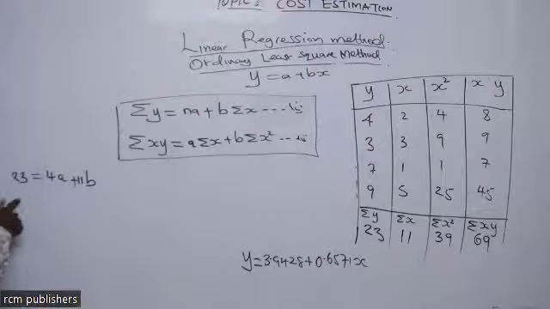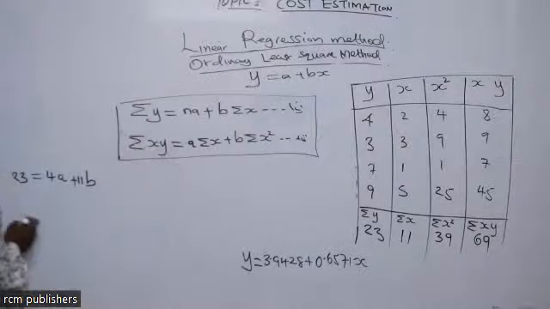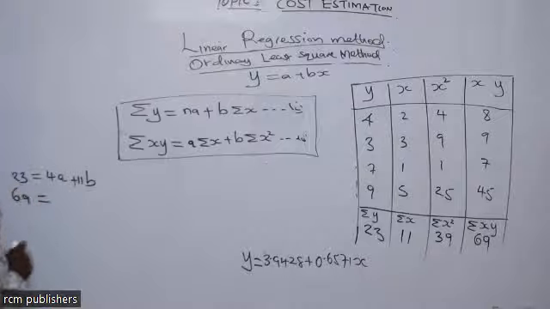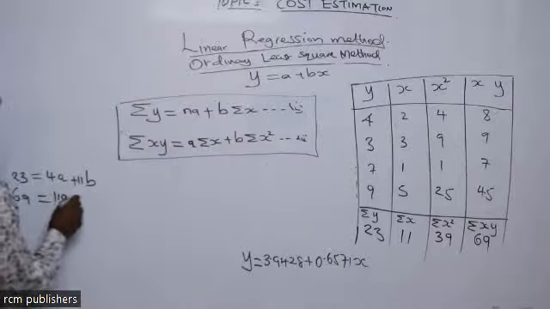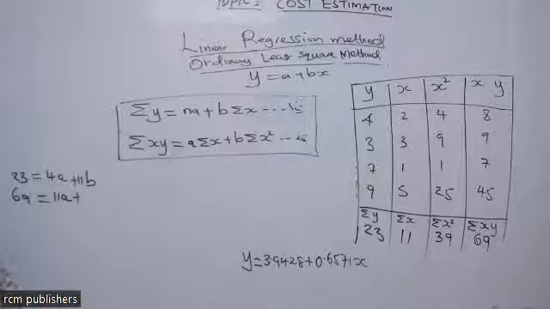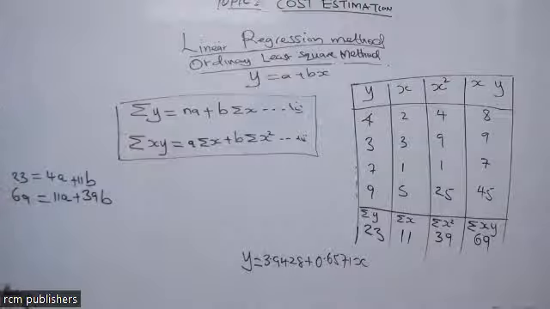Then come to this other side, summation of XY. Summation of XY, there we have 69, is equal to A summation of X, which is 11A, plus B summation of X squared, 39B. We have two simultaneous equations.